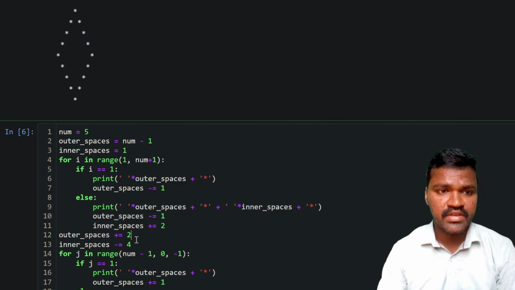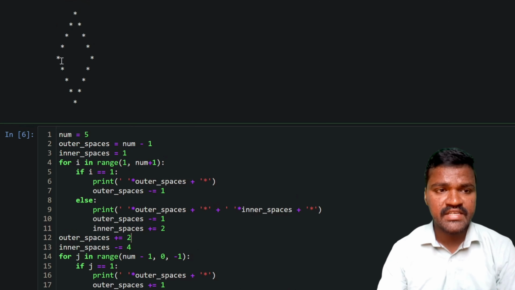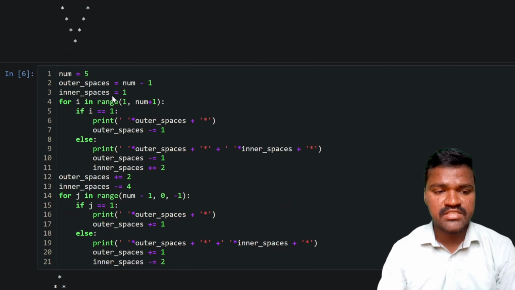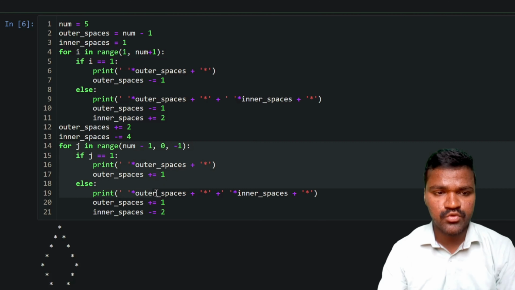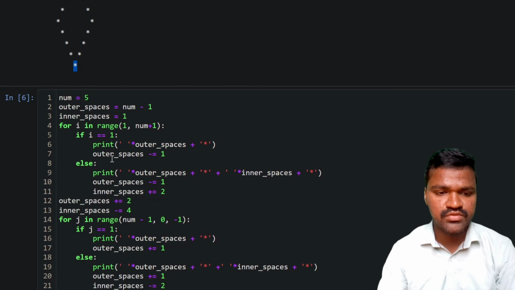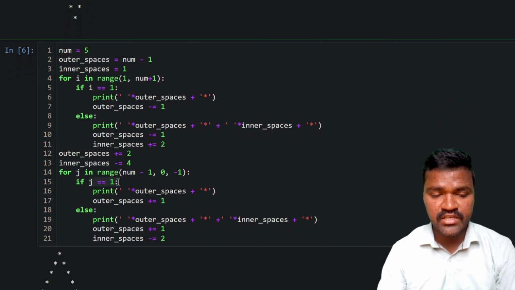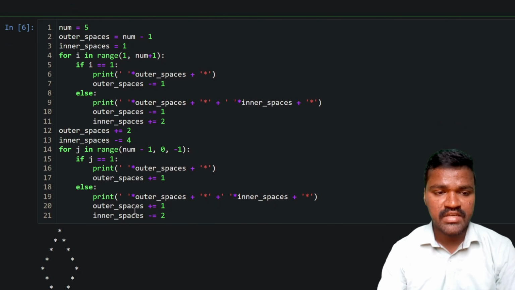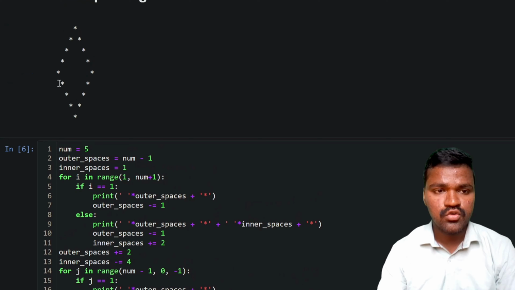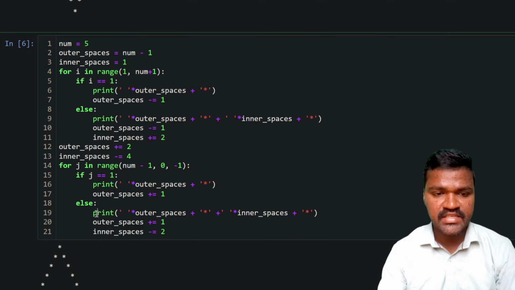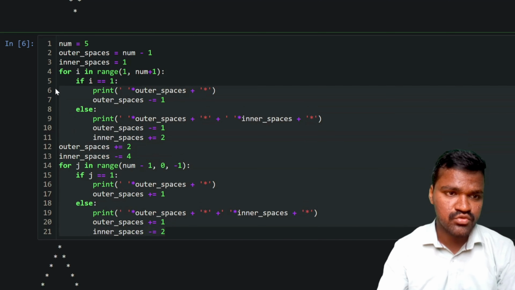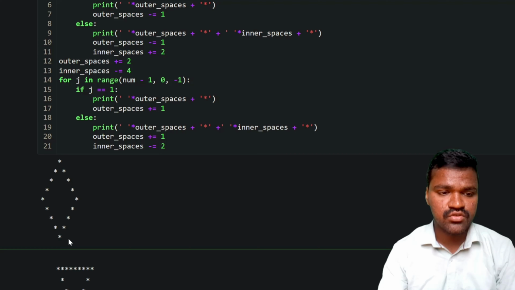After that, we observed we need to print this below pattern. To print this below pattern, we are using this for loop. And in this, to get this single space, we are using a condition: if j equal to 1, we print a single space. After that, we are printing this two-star pattern by mentioning outer spaces and a single star, and inner spaces and a single star. So by combining these together, we get this whole pattern.